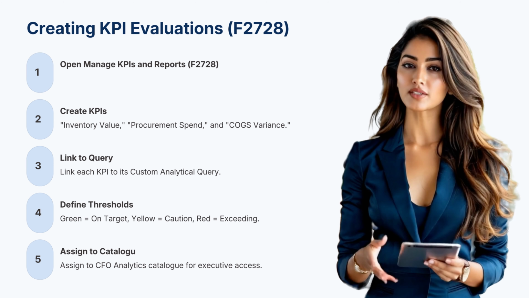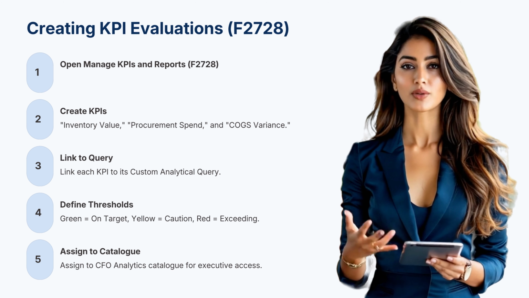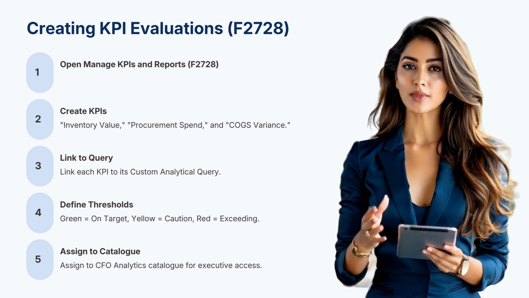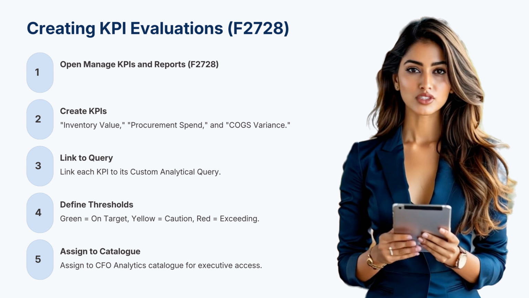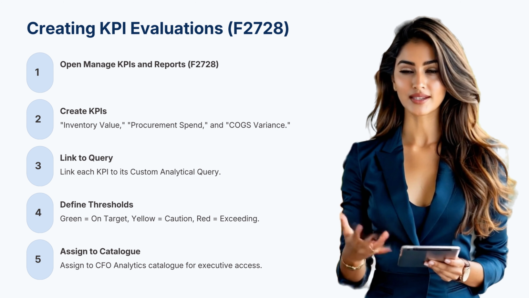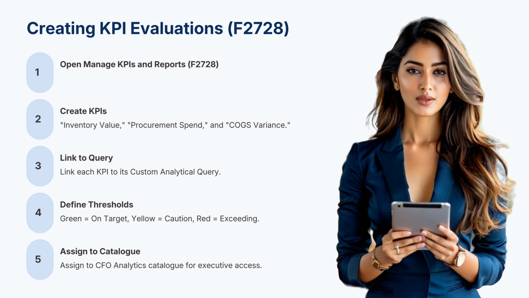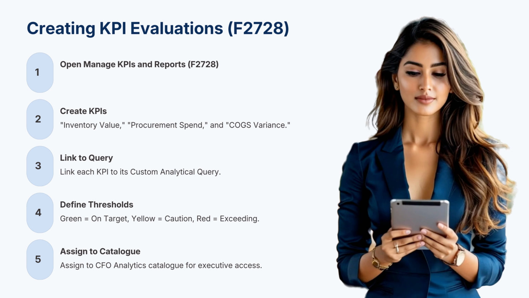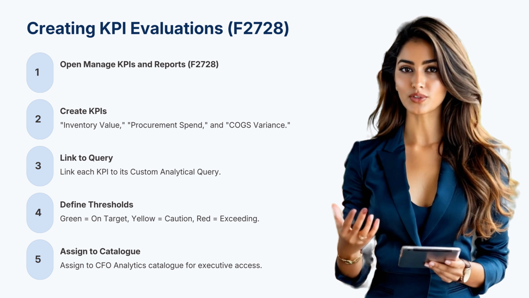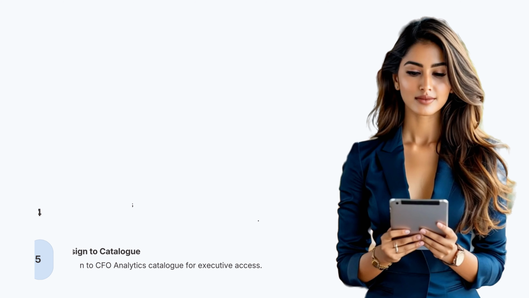Creating KPI evaluations, F2728: open Manage KPIs and Reports. Here, create evaluations such as inventory value, procurement spend, and COGS variance. Each evaluation links back to your custom analytical query. Define threshold values, green for healthy, yellow for caution, red for risk, to provide visual signals at a glance.